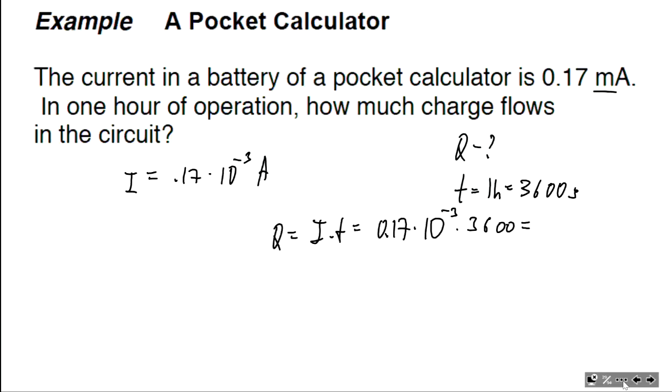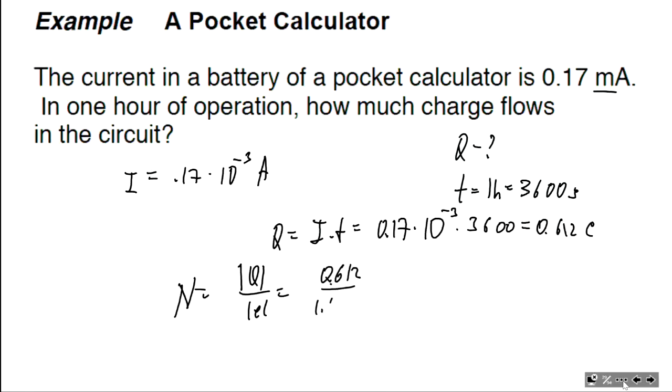Point 6. Oh, 0.612 coulombs. That charge has been moved through the wire due to actual electrons traveling. So, how many electrons did travel? We know how to calculate. It has to be equal to charge divided by the elementary charge.